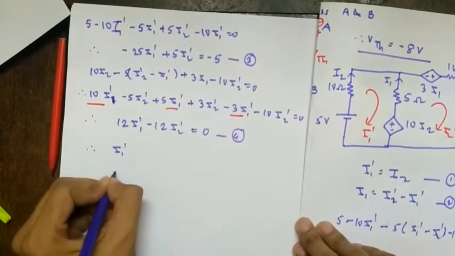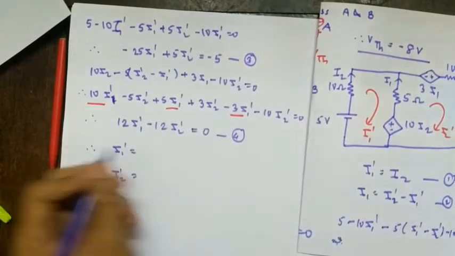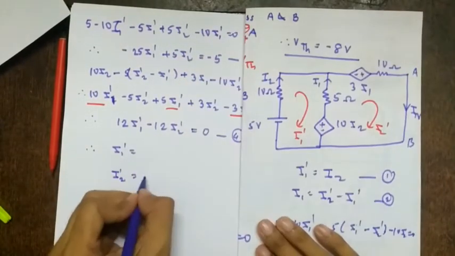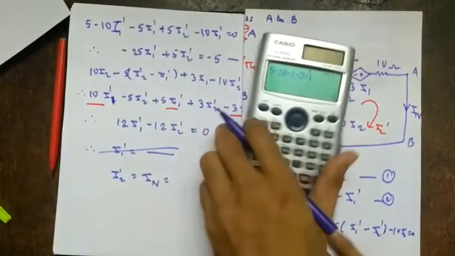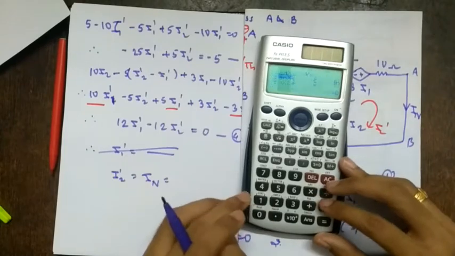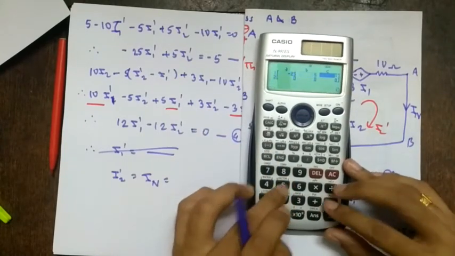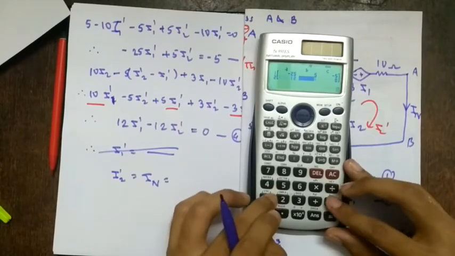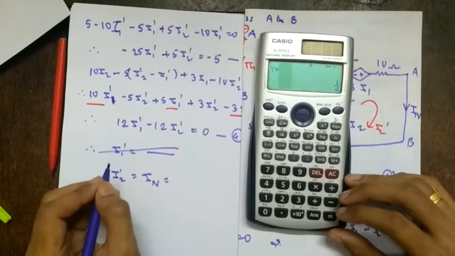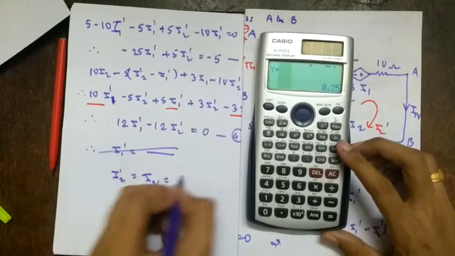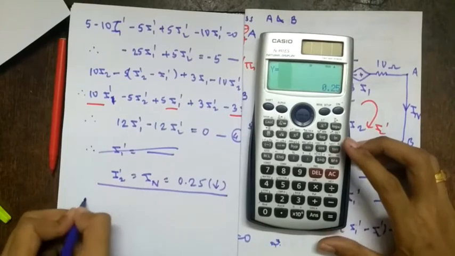We will get I1 prime, I2 prime. And I2 prime is nothing but IN, which we require. So this we don't require, so I will not write it. If you want, in the exam you have to write it. So minus 25, 5 minus 5, 12 minus 12, 0. 1 by 4, 1 by 4. So 0.25 amperes going downwards. Right? So what is Rn?